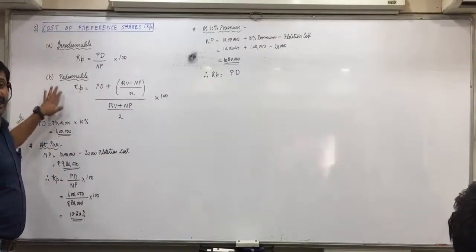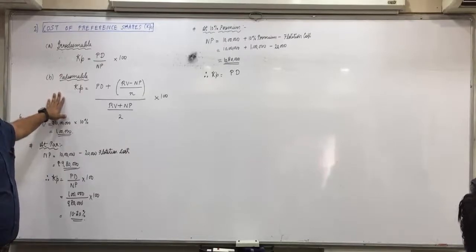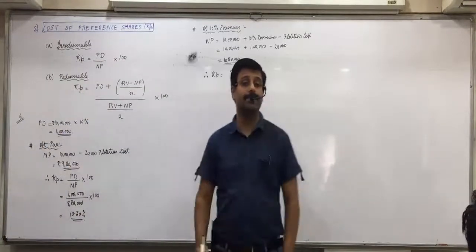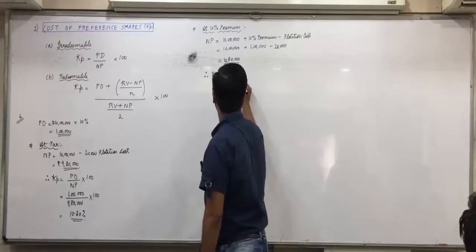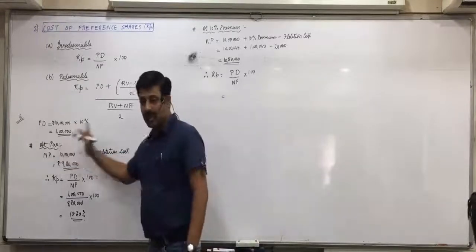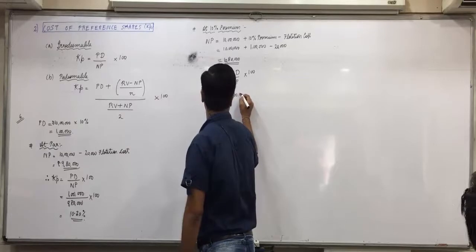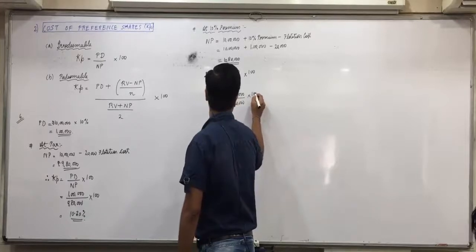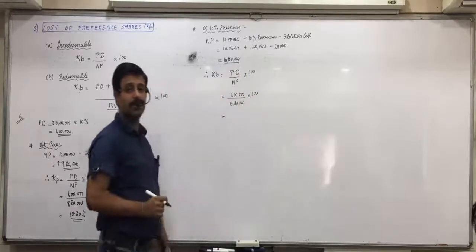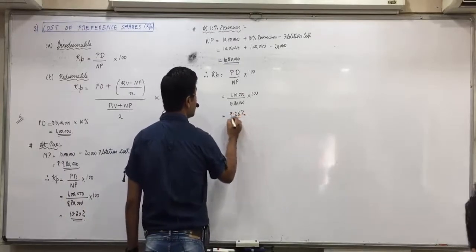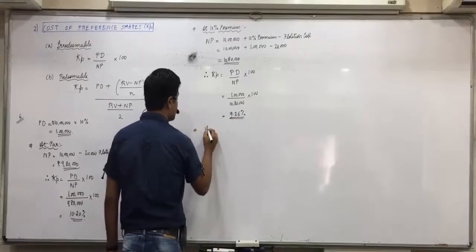Is it irredeemable or redeemable? Are the number of years given in the question? It is irredeemable. We have to apply this formula only everywhere. What is the formula? PD upon NP into 100. PD is going to remain 1 lakh only in all the 3 situations. So 1 lakh divided by 10,80,000 into 100. Net proceeds are 10,80,000. What does that come to? 9.26%. Did all of you understand this?